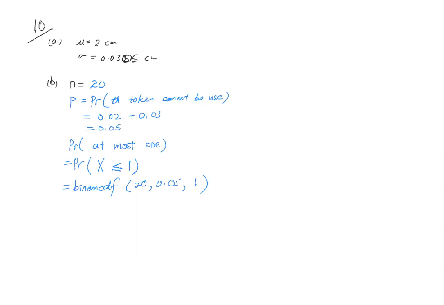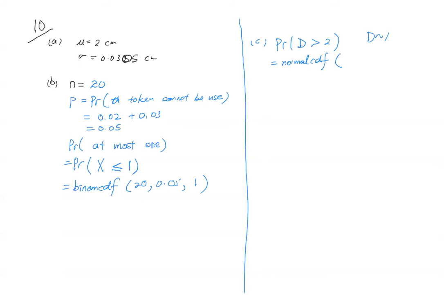Okay, how about C then? Jack has 3 tokens. Find the probability that all will have a diameter greater than 2. So I have to find the probability of the diameter greater than 2, correct? So what do I use? Normal or binom? I have to use normal CDF. Am I right? Because diameter is normally distributed, mean is 2.